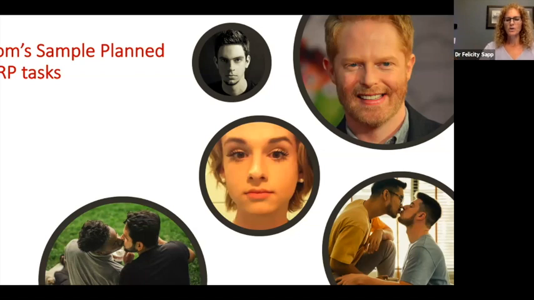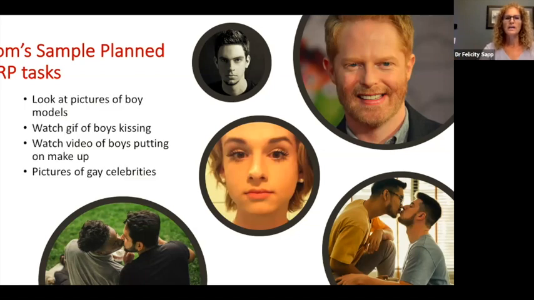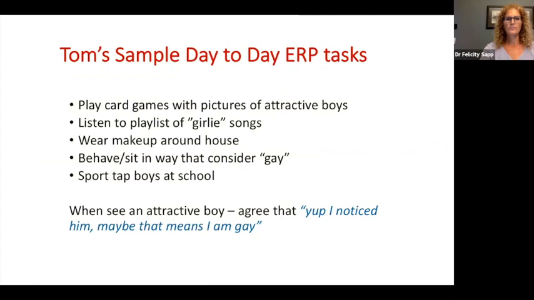For example, we looked at pictures of boy models, first the face, then kind of the upper chest, and then maybe showing the chest, and again, getting mom's permission. I'd look up the picture, show it to mom, get their okay, and then we would go forward. We had pictures of boys kissing, and then gifs of boys kissing, and pictures of gay celebrities. One of the things that really bothered Tom was boys who wore makeup, so we had him watching videos of boys putting on makeup.